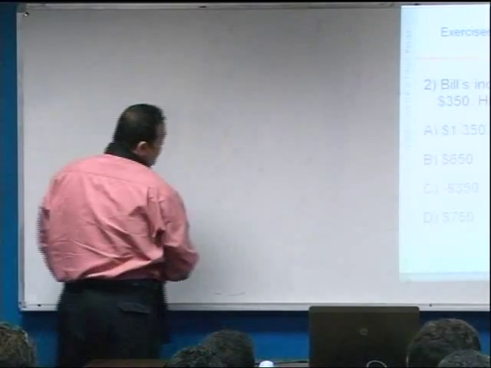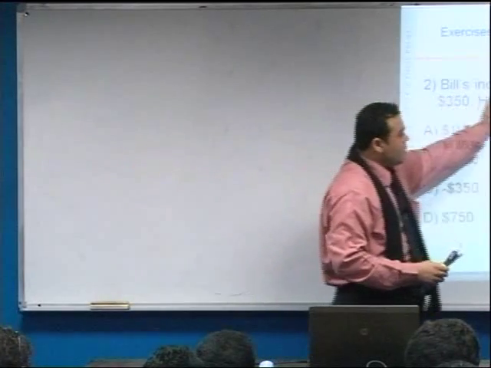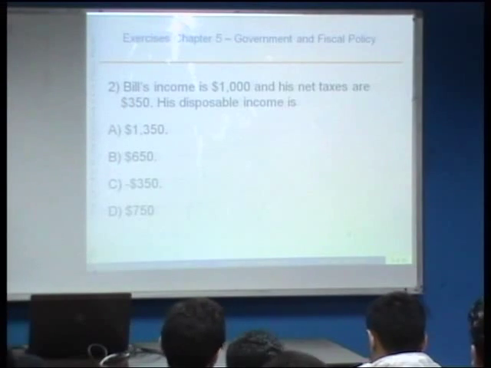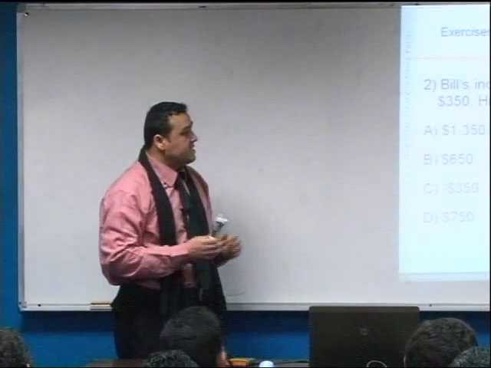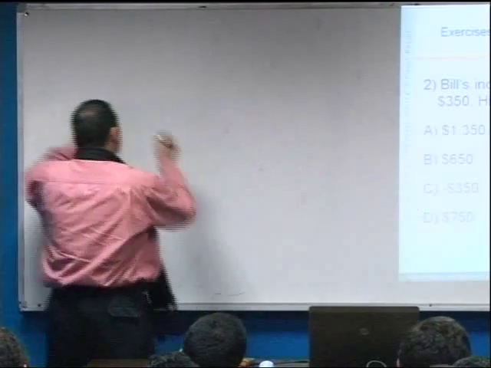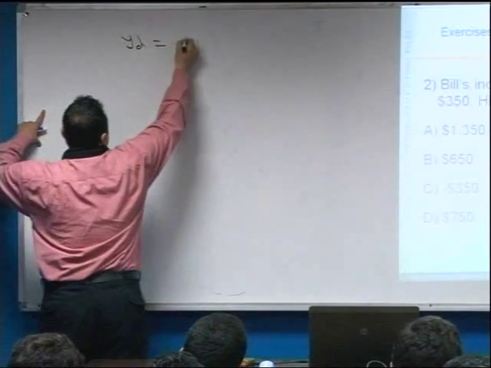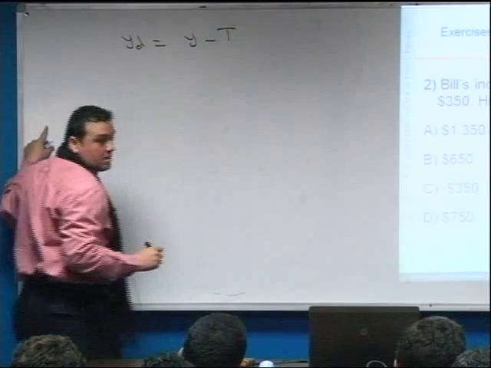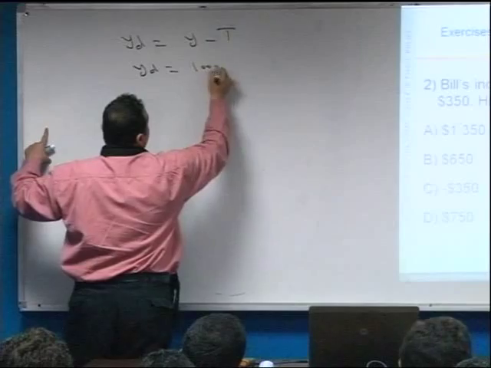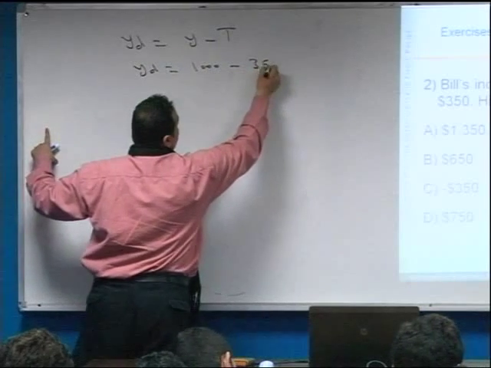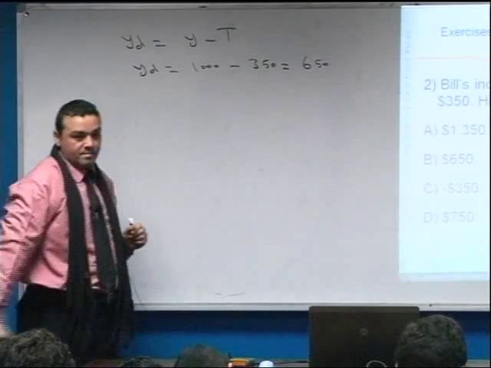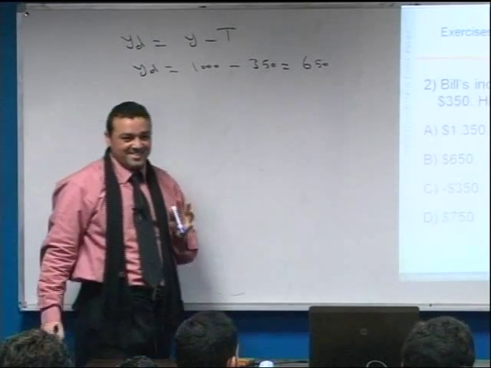As you see in this example, Pell's income is $1,000 and his net taxes are $350. His disposable income equals how much? The disposable income, YD, equals Y minus T. So YD equals 1,000 minus 350 equals 650. That's it. This is the first.